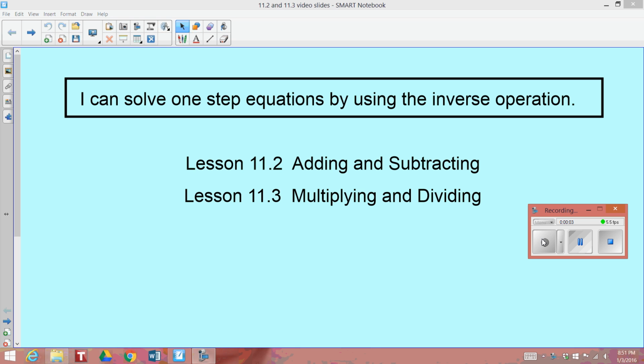Hello, 6th grade. Our next video is going to be corresponding to lessons 11.2 and 11.3, and they are about solving one-step equations using the inverse operation. And we're going to be dealing with equations that involve adding and subtracting and multiplying and dividing. But the concept of using the inverse operation is the same in both lessons. So this video will cater to both 11.2 and 11.3.